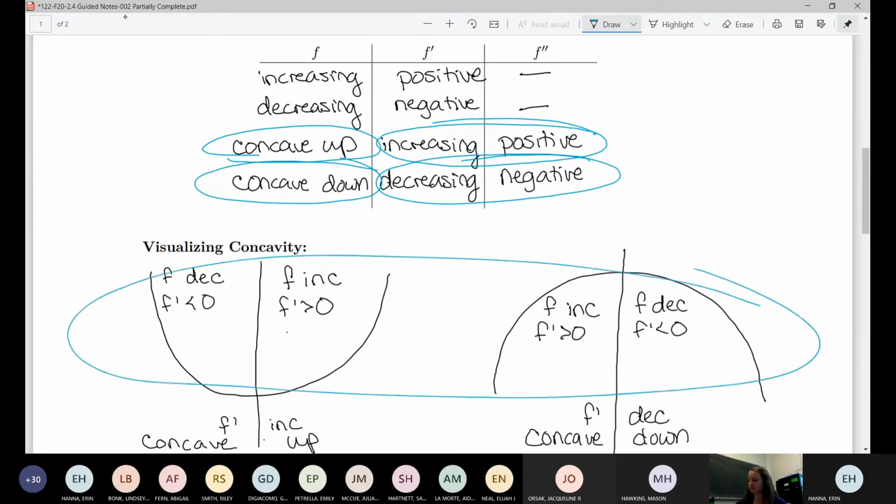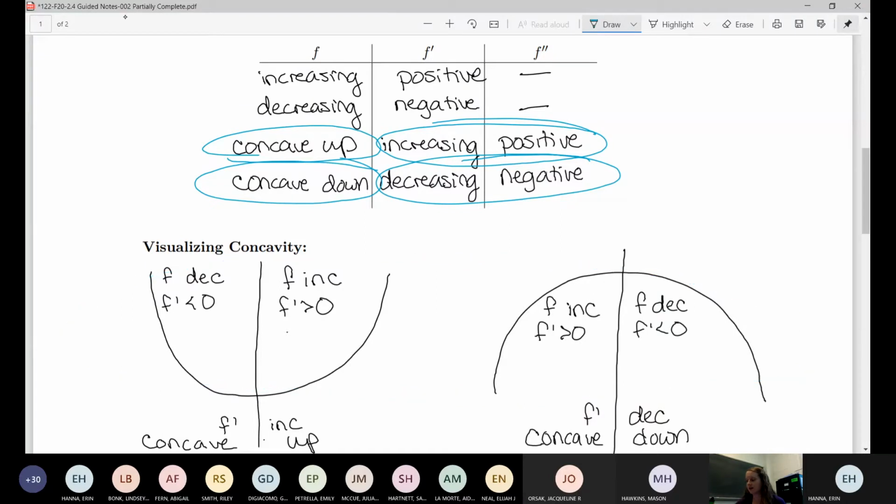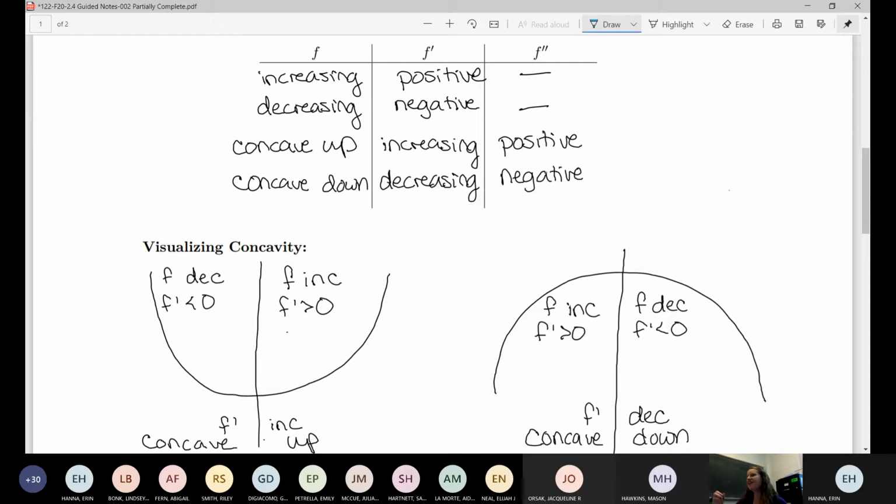So it's going to tell us what situation we're in over here. That's what the second derivative is. It's the derivative of the derivative. So it's not just telling us how the function is increasing or decreasing, it's telling us how slopes are increasing or decreasing. So hopefully maybe that helps a little bit.